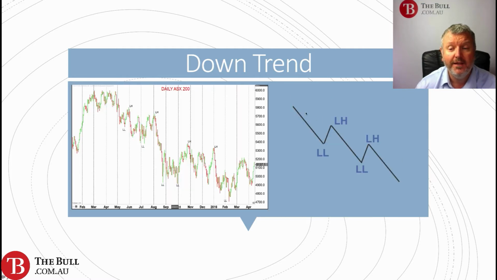So here in the infographic we see the lower lows and the lower highs, and here in the example on the daily ASX 200 chart we see a succession of lower highs and also a succession of lower lows for a downtrend.